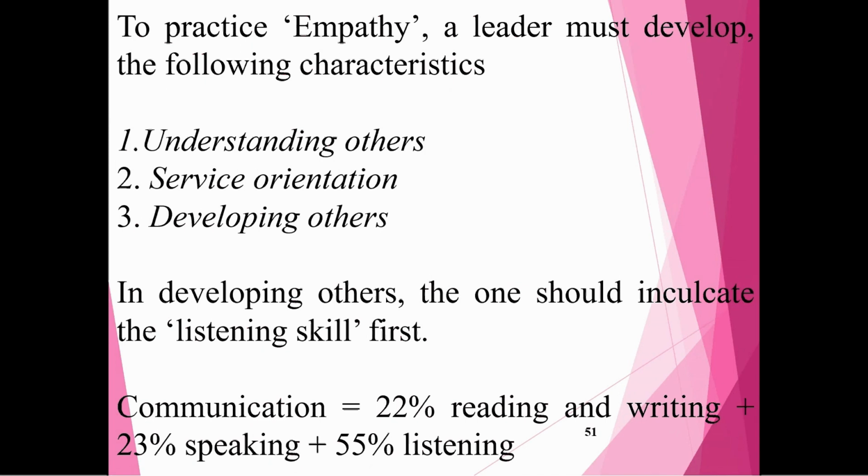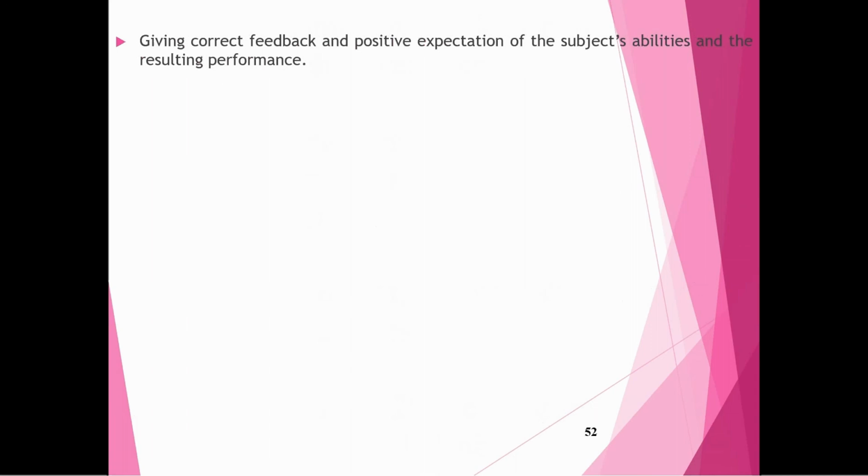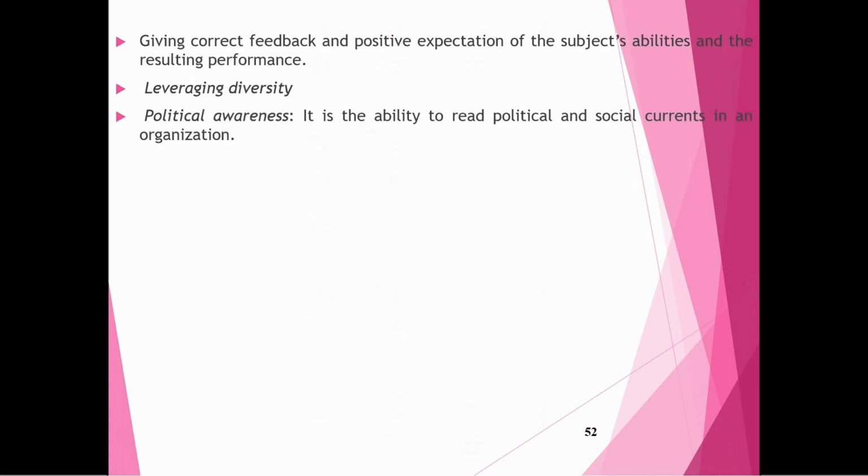So communication, empathy, you can develop by 22% through communication: reading and writing, 22%, speaking, and only by listening to others' feelings, that is 55%. Giving correct feedback and positive expectation of the subject's ability and the resulting performance. Leveraging diversity, political awareness. It is the ability to read political and social currents in an organization.